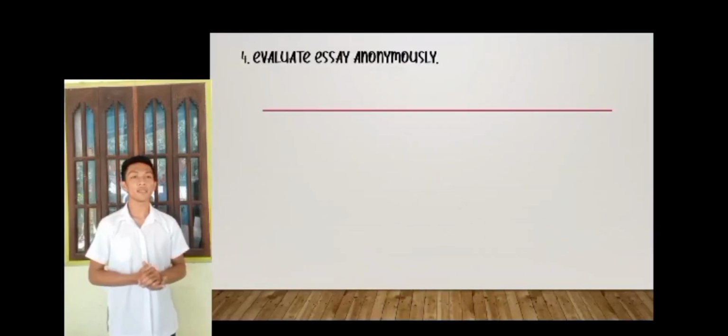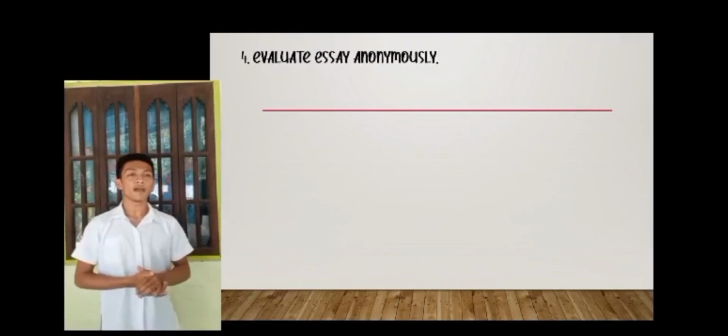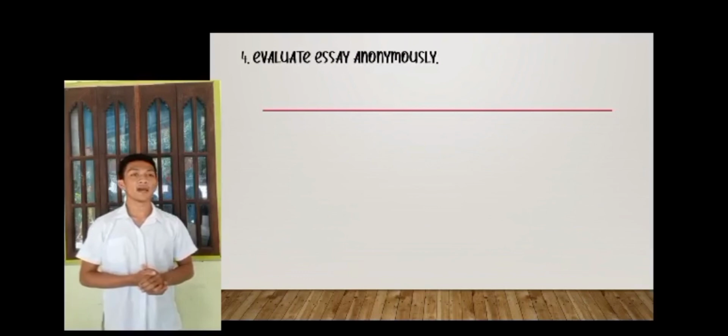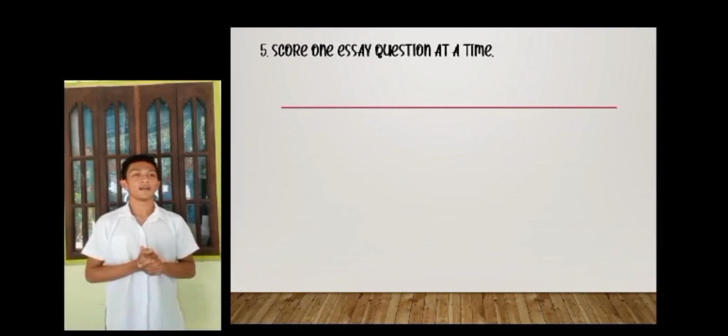So, number 4 is evaluate essay anonymously. So, dito sa pag-evaluate mo ng kanilang mga essay, hindi mo kailangan ipaalam sa kanila kung sino ba ang nag-evaluate sa kanilang mga sagot. So, number 5 is score 1 essay question at a time. So, sa pagtingin mo ng kanilang mga sagot kailangan mo lang basihan yung kanilang mga sagot at hindi mo na kailangang mag-score as a whole. So, mag-focus ka lang sa kanilang mga sagot na iyon.